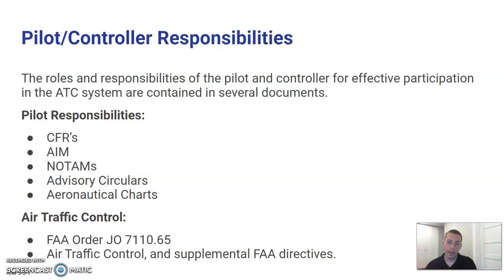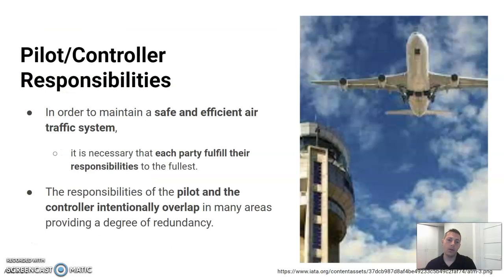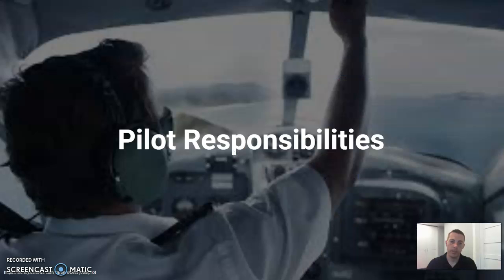It gives you exactly what they're supposed to do in given certain situations, such as minimum fuel or declaring an emergency. And it's nice to see kind of on the other side what you can expect from the controller. They also use air traffic control and supplemental FAA directives. So in order to maintain a safe and efficient air traffic system, it's necessary that both of us, pilots and the controllers, fulfill our responsibilities to the fullest. And they're designed to overlap for redundancy.